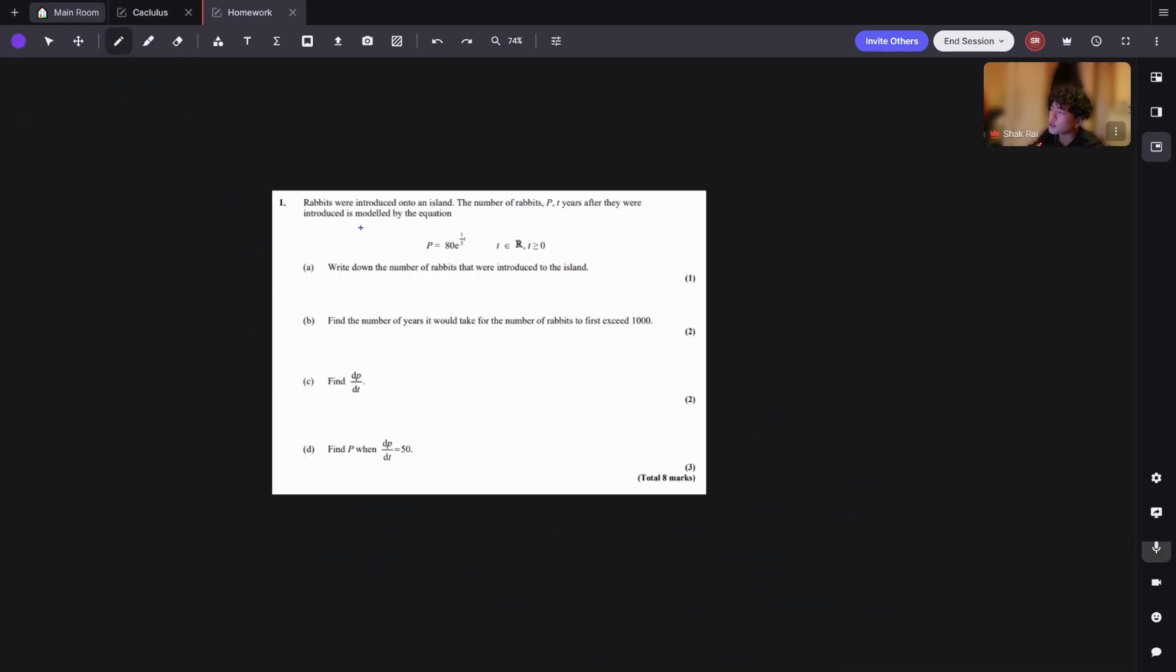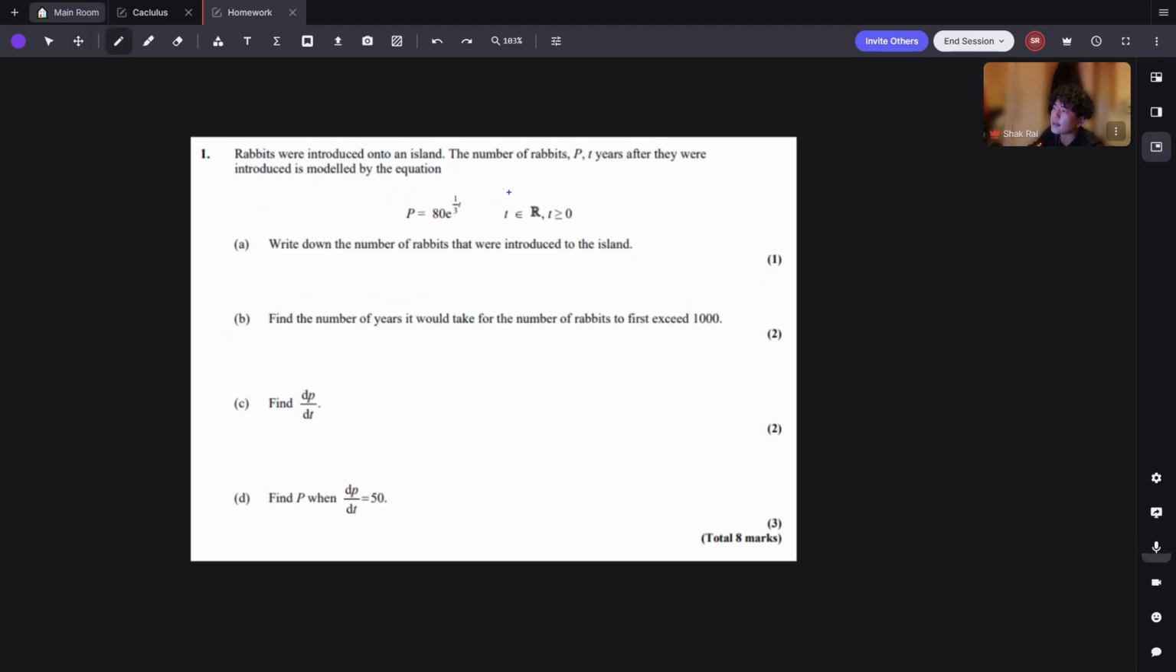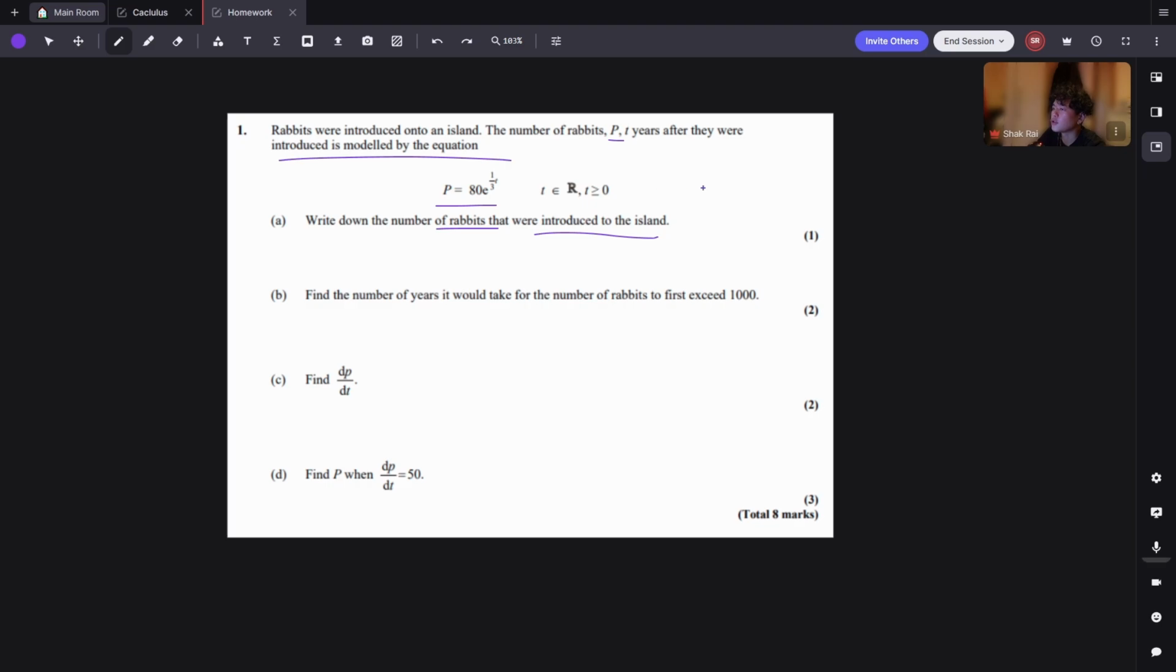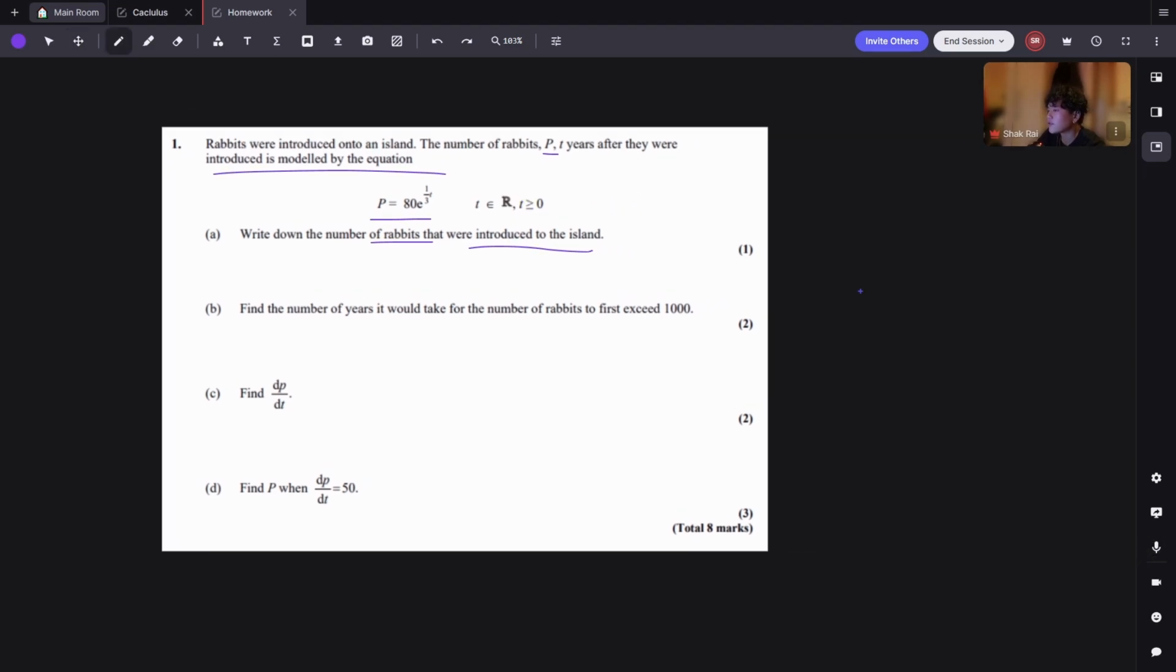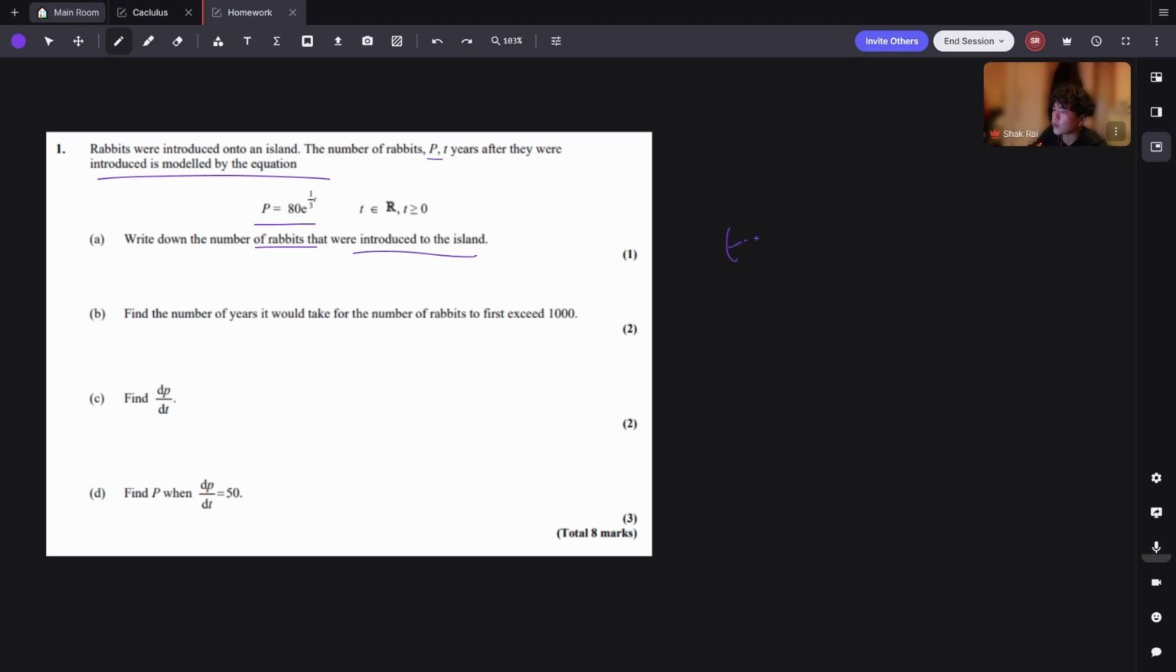So the next question: rabbits were introduced onto an island. The number of rabbits t years after they were introduced is modeled by the equation p equals 80 e to the power of 1 over 3t, where t is a real number greater than or equal to 0. So we need to write the number of rabbits that were introduced onto the island. The first number of rabbits is going to be when t equals 0, right? So that's the initial time. So how many rabbits were introduced?